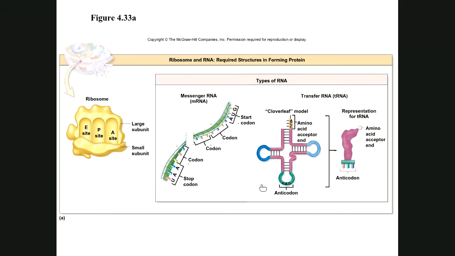This represents our transfer RNA, where it is going to transfer that codon and meet up with the anticodon in the newly transferred polypeptide. This is the small subunit and the large subunit of the ribosome.